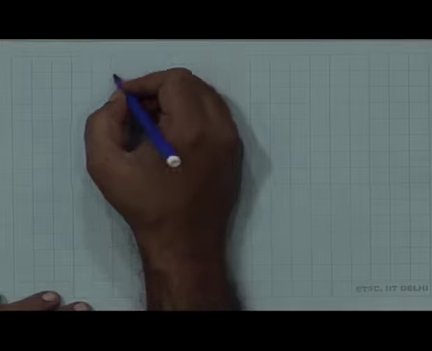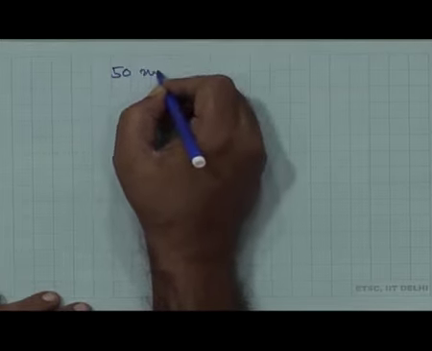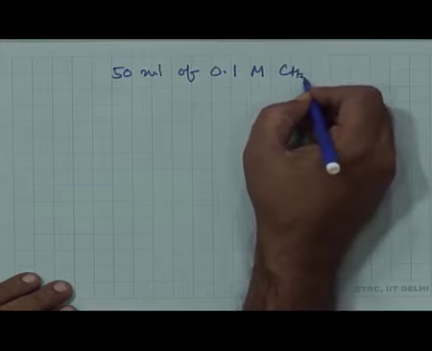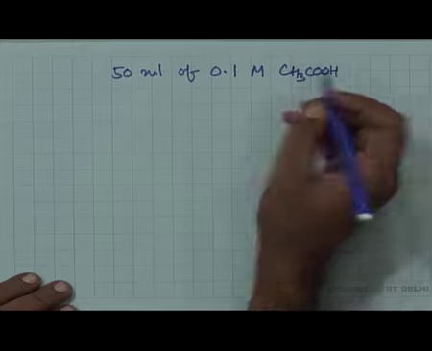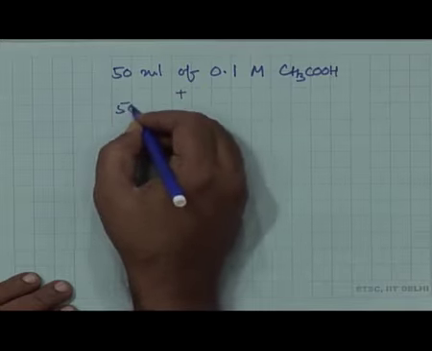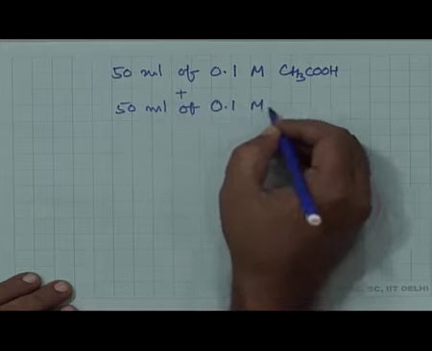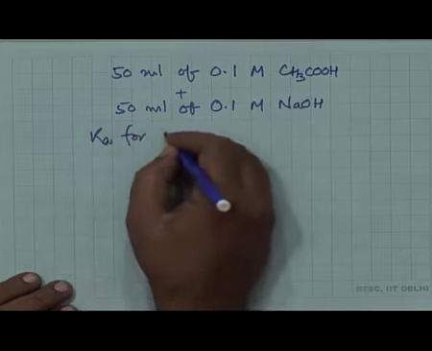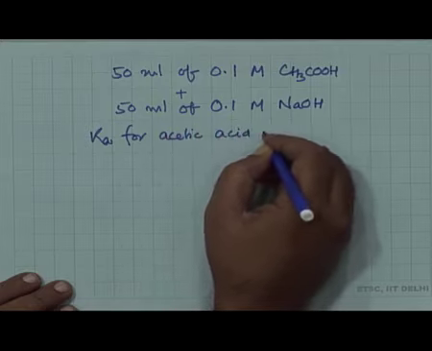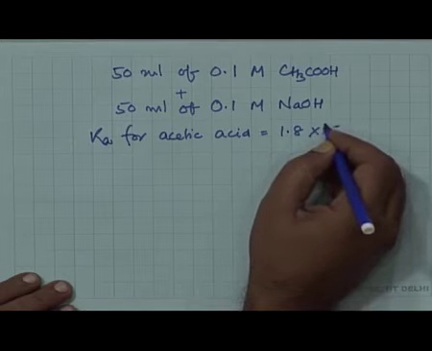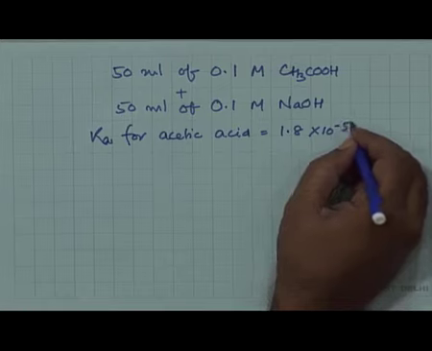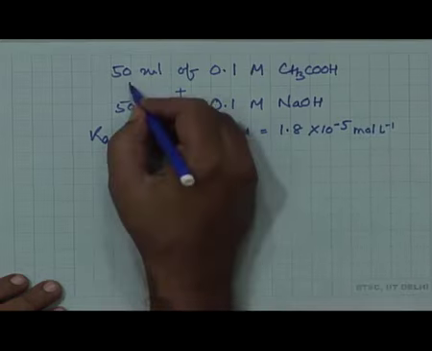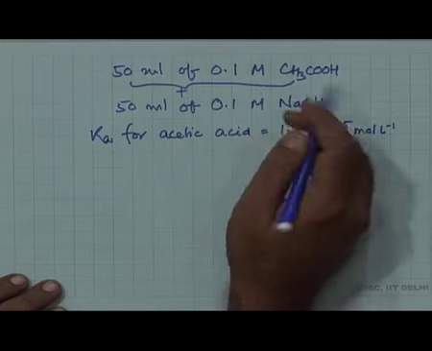So, let us start with 50 ml of 0.1 molar acetic acid, and then titrate with 50 ml of 0.1 molar NaOH. Ka for acetic acid is around 1.8 into 10 to the power minus 5 mole per liter. So, first we will start with this solution, 50 ml of 0.1 molar acetic acid.